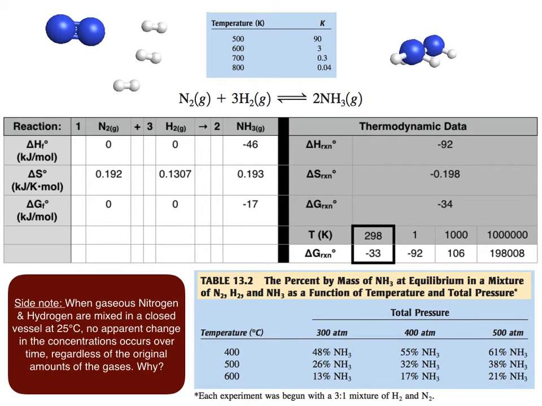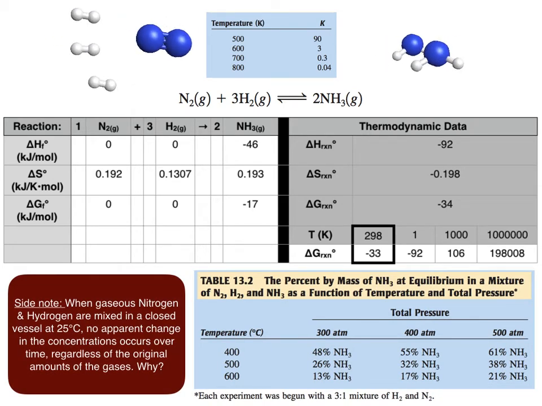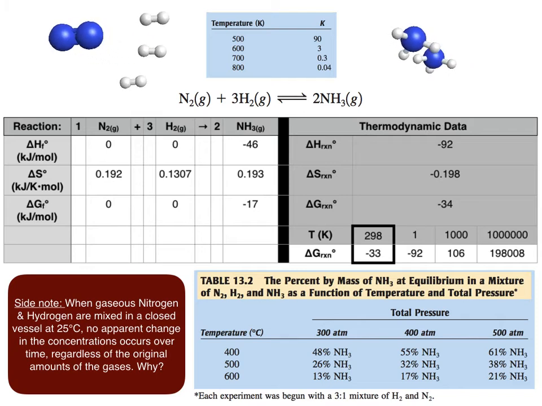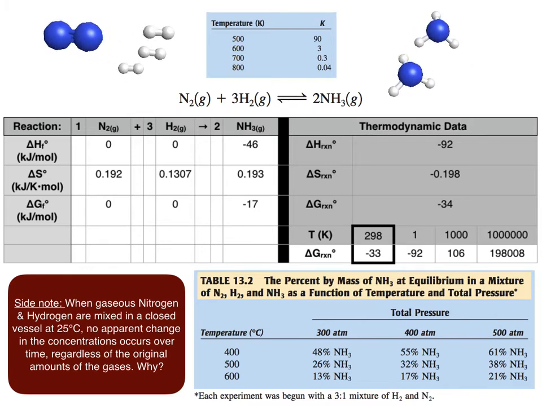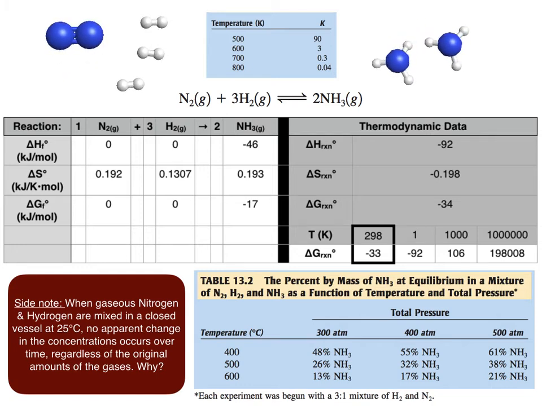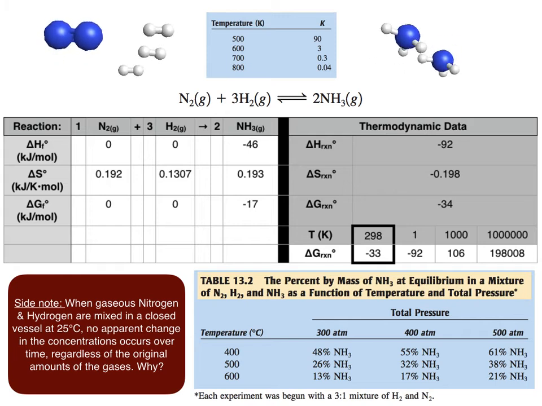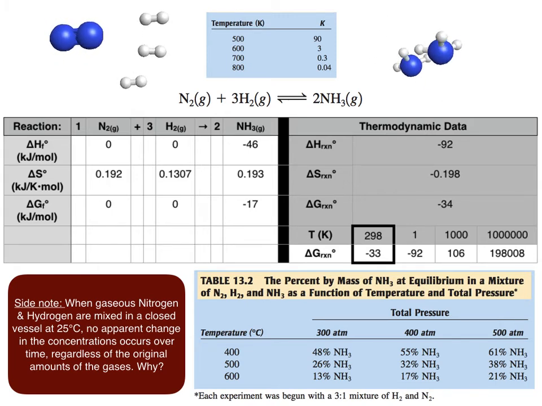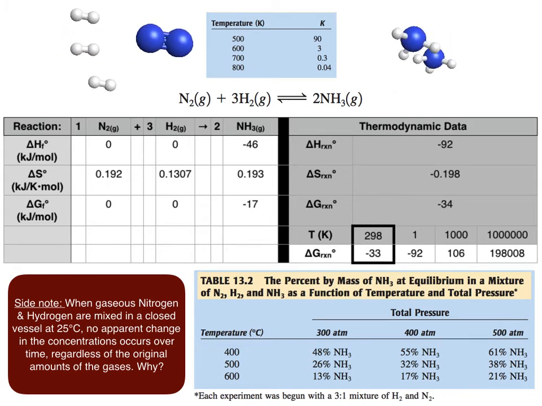Remember, this should not be confused with the kinetics or speed of a given process, for at 25 degrees Celsius, the forward process of this reaction is not observable due to the fact that it is simply too slow to occur at any noticeable level at this temperature.